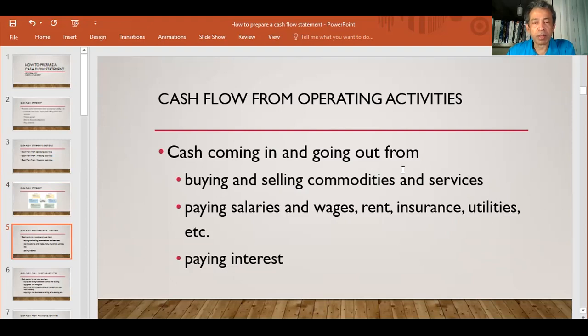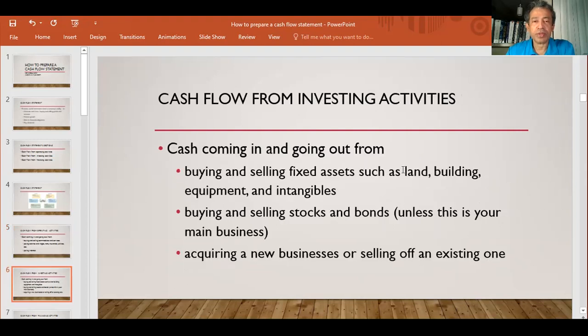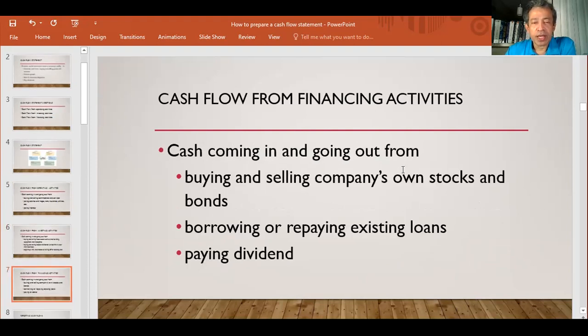You can see buying and selling commodities and services. When you buy commodities and services, there's an outflow, you pay your suppliers. But when you sell your commodities and services, there's an inflow. And then most other items are outflows. Then in the investing section, which I've already covered, buying and selling fixed assets such as land, building, equipment, and intangibles. I don't want to repeat. Financing: cash coming in and going out from buying and selling the company's own stocks and bonds, borrowing, paying dividends.